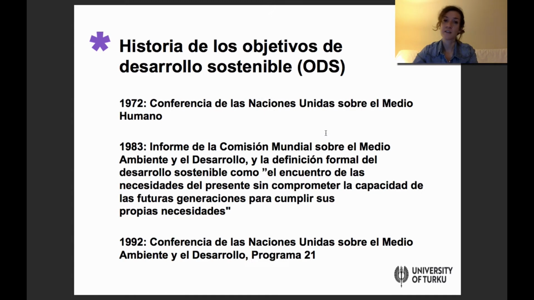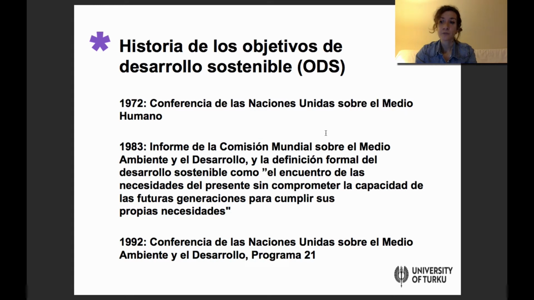So in 1972, there was the United Nations Conference on the Human Environment. And this is the first time that the United Nations started to talk about sustainable development. Nine years later, in 1983, there was the World Commission on Environment and Development, where the first formal definition of sustainable development was given. The definition was that sustainable development had to meet the needs of the present generation without compromising the ability of future generations to meet their own needs.